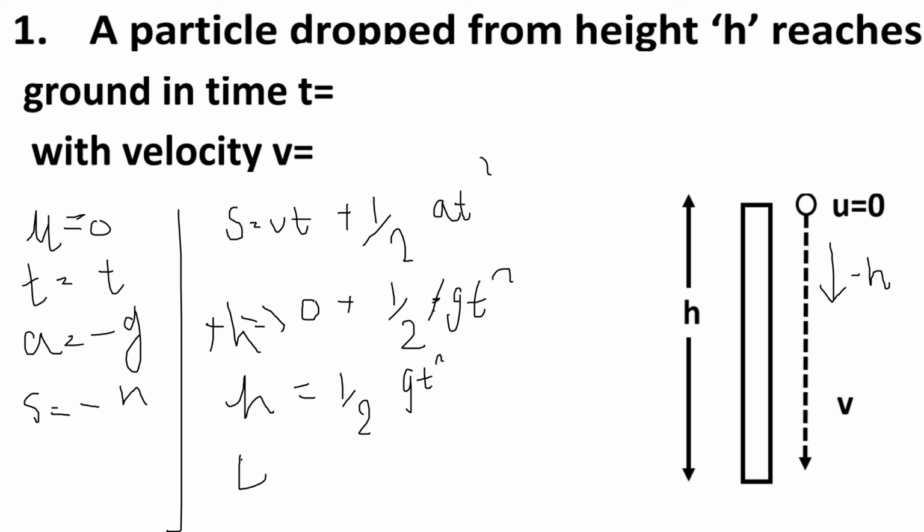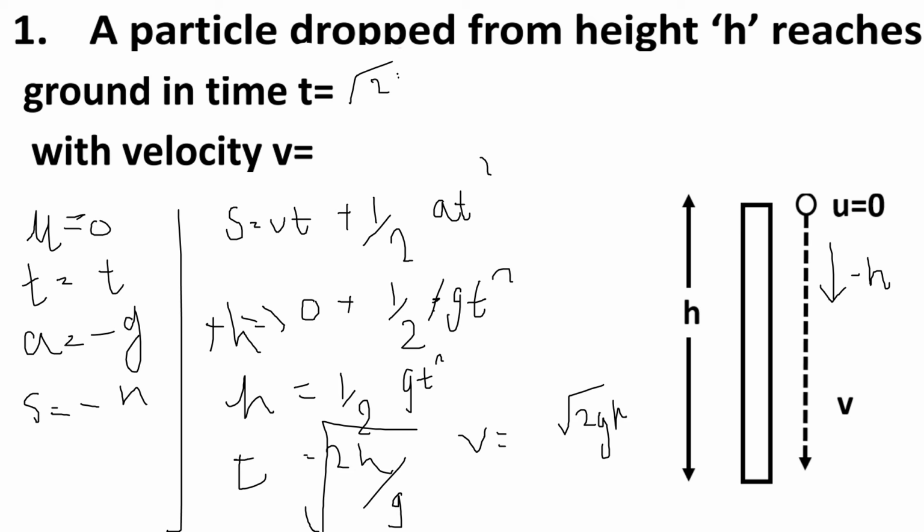T is equal to the square root of 2h by g. And what will be the velocity here? It is the square root of 2gh. So we have found the time, root of 2h by g, and the velocity will be root 2gh.